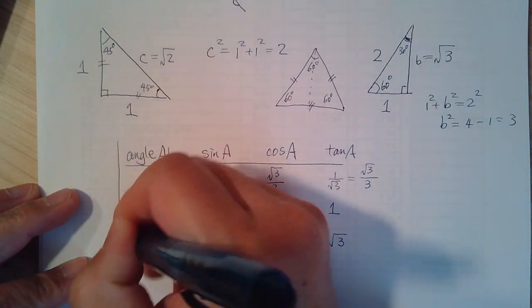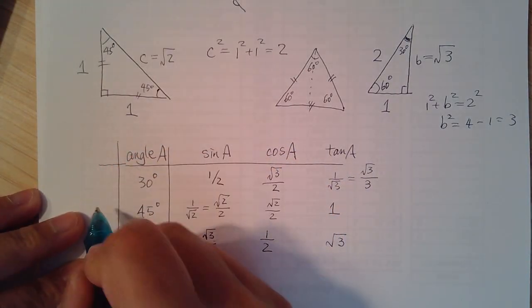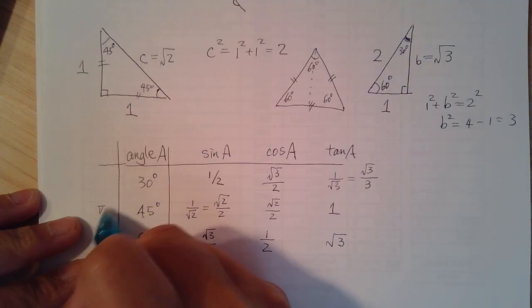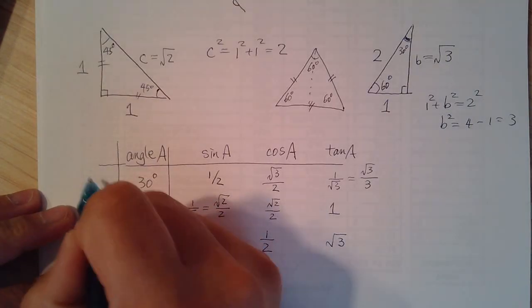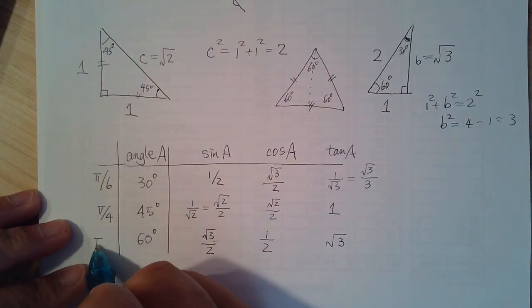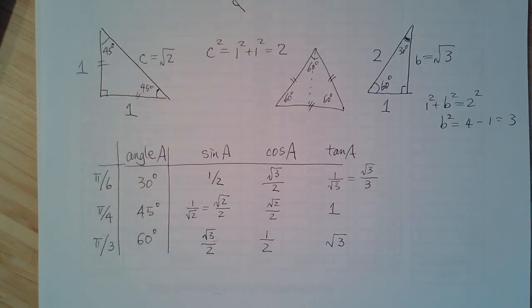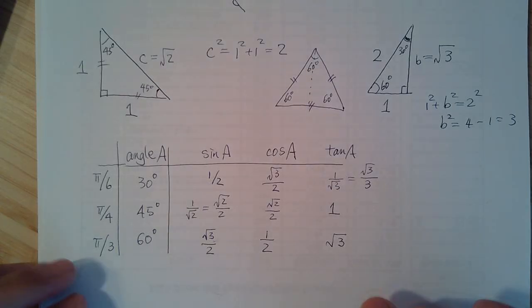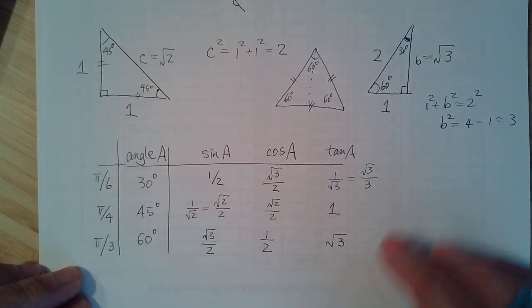Other than that, I also want you to know this is pi over 4. This is pi over 6, right? Pi is 180 degrees, and this is pi over 3. Okay, so keep in mind that you really need to be very, very good at this, okay?